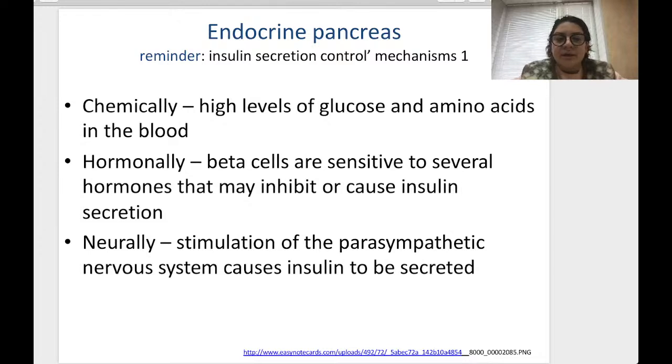Chemically, it acts based on a mechanism responding to high levels of glucose and amino acids in the blood. Hormonally, beta cells are sensitive to several hormones that may inhibit or cause insulin secretion, with different hormones having different effects. It can be regulated neurally. Stimulation of the parasympathetic nervous system causes insulin to be secreted. That's why regulation of insulin synthesis goes by chemical mechanism, by hormonal mechanism, and by neural mechanism.